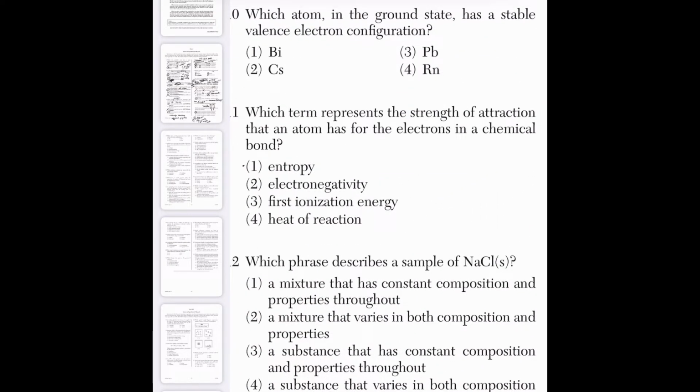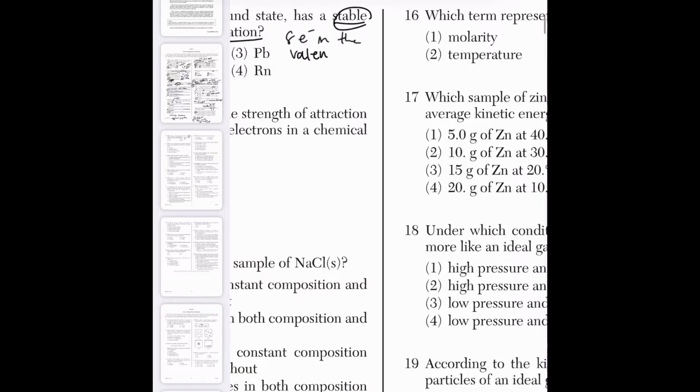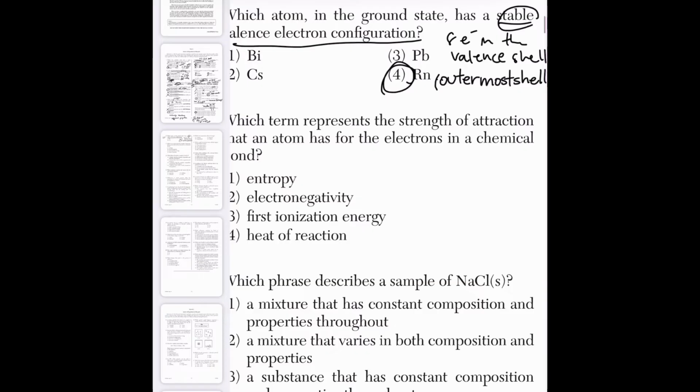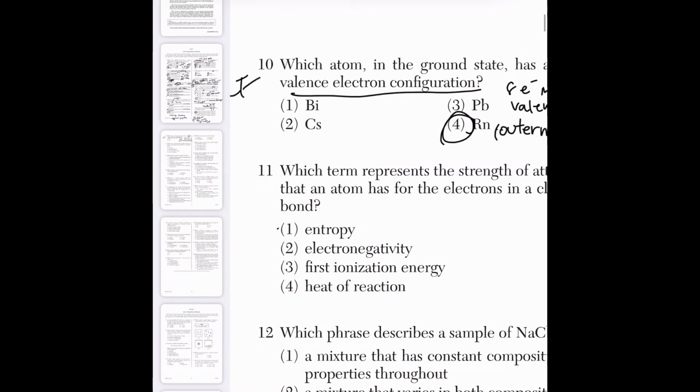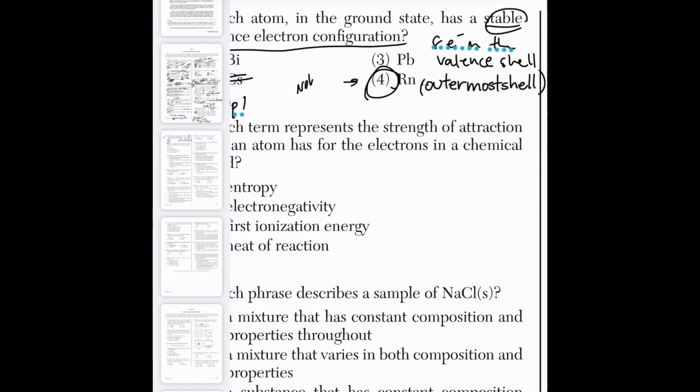Okay, so this one asks which in the ground state has a stable valence electron configuration. Stable means 8 electrons in the valence shell, which is the outermost shell. So this one you can just look in your reference table, honestly, and you would find that the answer is radon. Oh, I mean, you don't have to look at your reference table. You could just say, okay, this one is group 1, definitely not, and this is a noble gas. So it's stable and has 8 valence electrons.